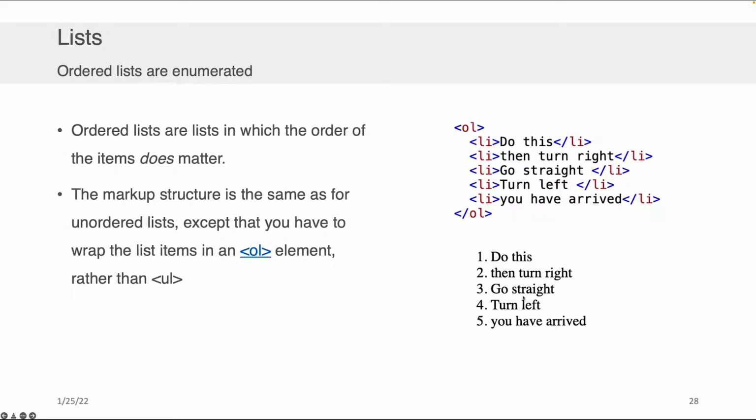This is distinguished from an ordered list, which uses the OL tag, or ordered list. Again, it contains list elements, but here the difference is that the items get a numbering. So do this becomes 1, then turn right becomes 2, and so on and so forth.